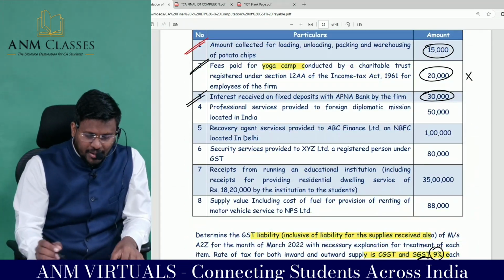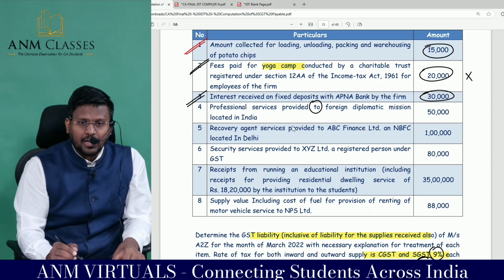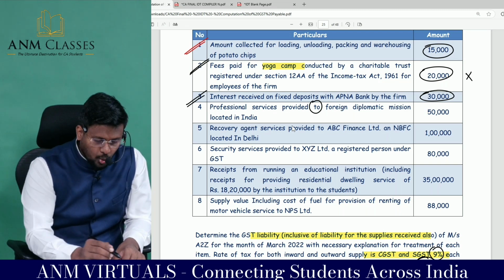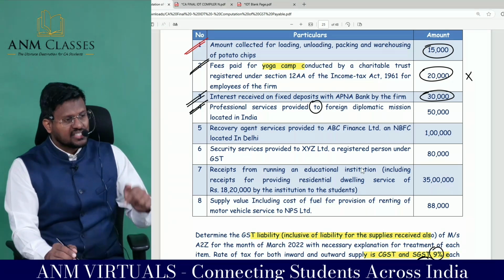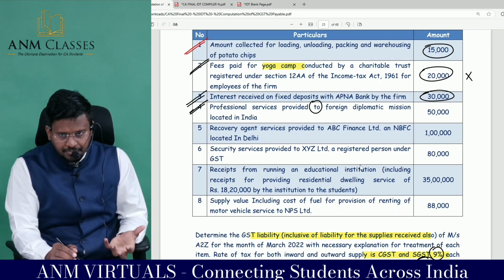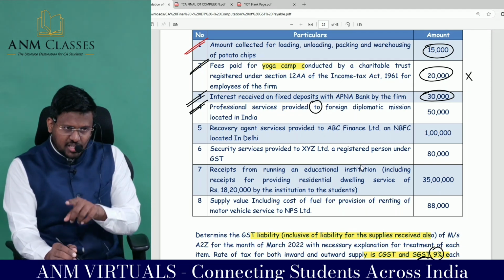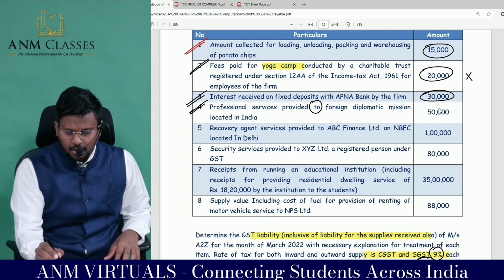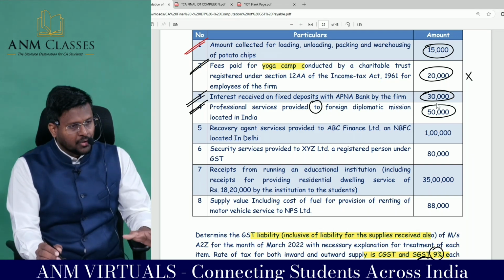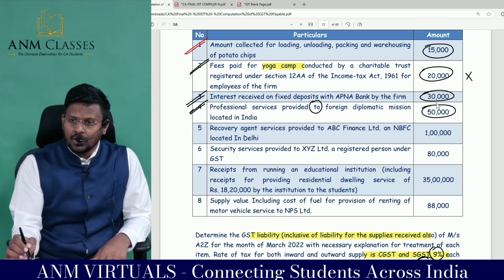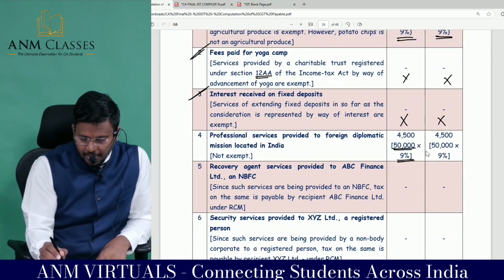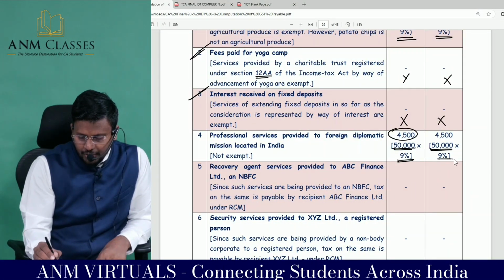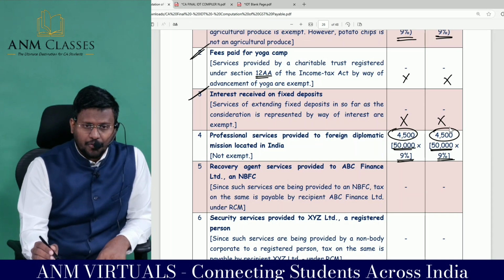Professional service provided to foreign diplomatic mission located in India. We all know that services provided by a foreign diplomatic mission situated in India are exempt, but this is services provided to a foreign diplomatic mission. It is taxable. So we are supposed to collect what? GST from the foreign diplomatic mission. 50,000 into 9% comes to 4,500.